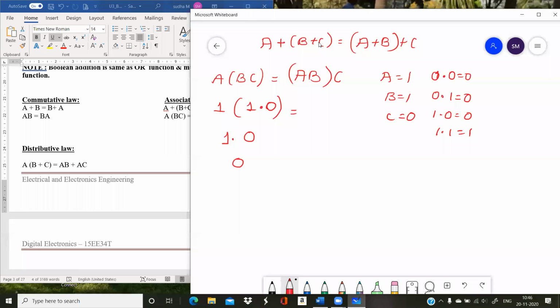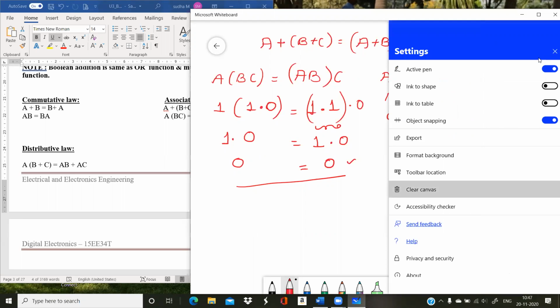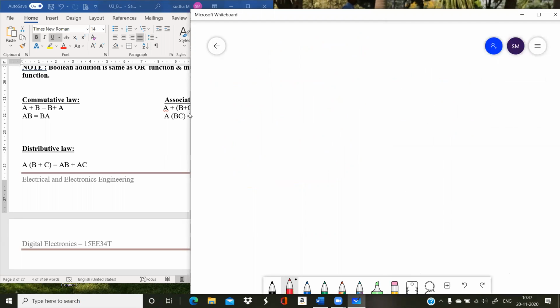Okay. In the RHS, what we have, A is 1, B is also 1. Put the bracket here. C is 0, right? First, you simplify this. 1 into 1 is 1, okay, into 0, which is also equal to 0. So LHS is equal to RHS. So this associative law is verified, isn't it? This is how we can apply the associative law to any of the Boolean variables, just like our mathematics. But here, one thing you have to remember is, we are dealing with the digital bits, binary bits. Okay.